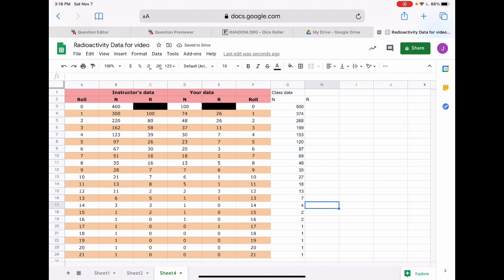So it went down to the next row, which had a 300 for the instructor's data. The N was 300. For my data was 74. 300 plus 74 is 374. See, 374, 374. Then it took 220 plus 48, 268. Great. And now I can get it to do the same thing for the R data.